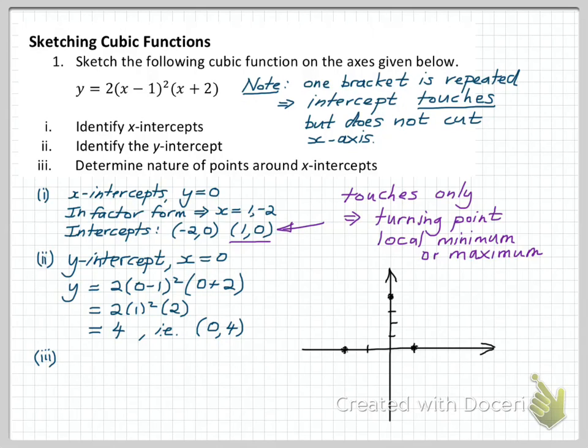We know that 1, 0 is a turning point, so that tells me the shape of the curve in the first quadrant will look something like that. What we don't know is whether or not the curve in the second quadrant will continue to rise or whether it will start to fall. In other words, we need to think about, is the y-intercept 0, 4 actually a turning point? And to figure that out, we need to investigate a value of x between negative 2 and 0. So let's choose x equals -1.